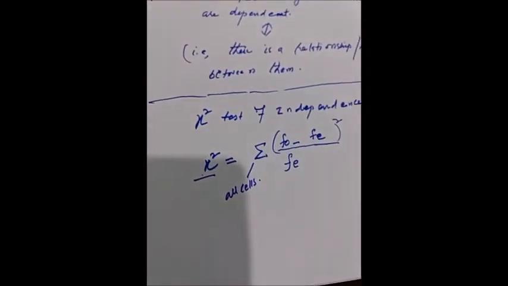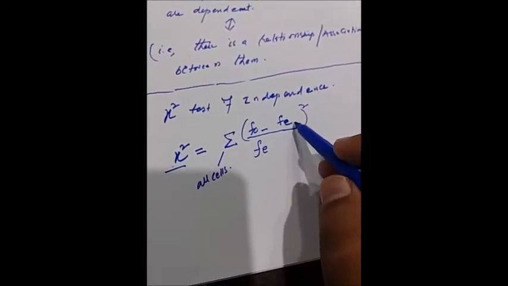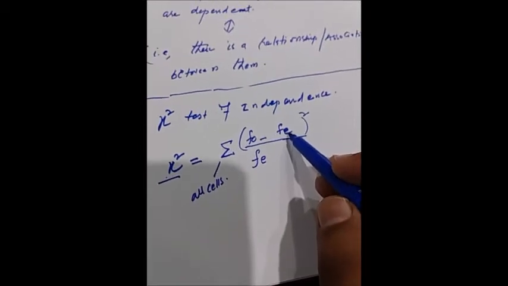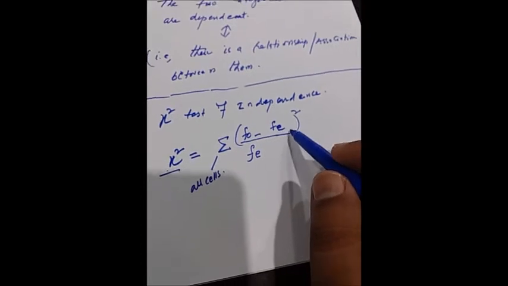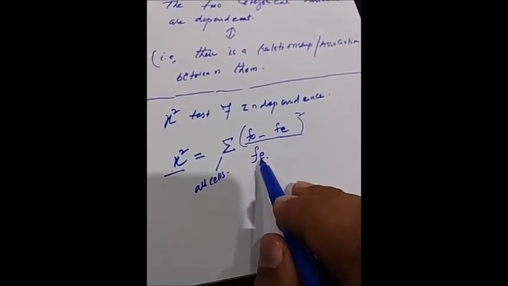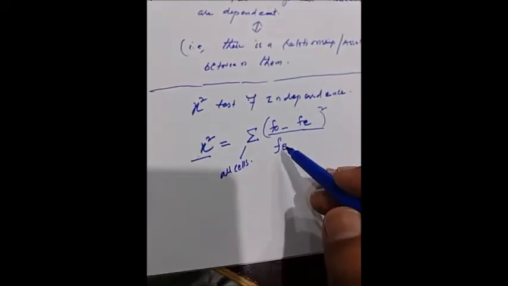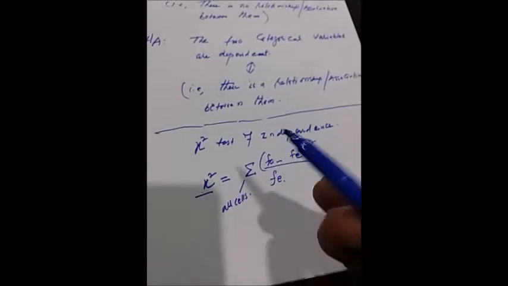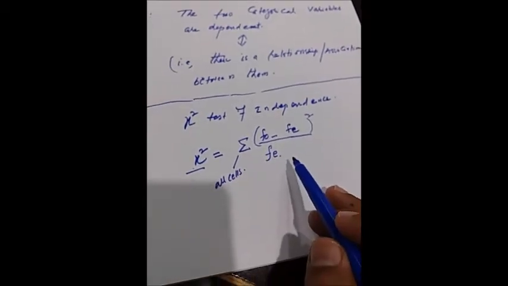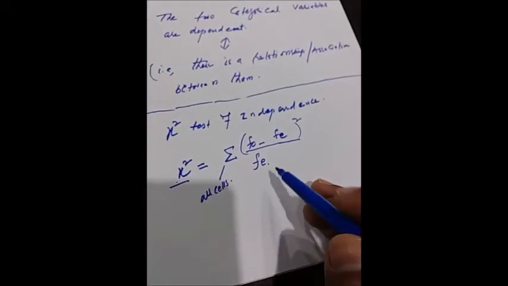This is a summation for all cells, where FO is the observed frequency minus the expected frequency in a particular cell of the row and column table, whole square divided by FE. It is the same formula as for the chi-square goodness of fit test. Whatever formula we used in the previous lecture for the chi-square goodness of fit test, the same formula is implied here, with the frequencies FO minus FE whole square divided by FE.